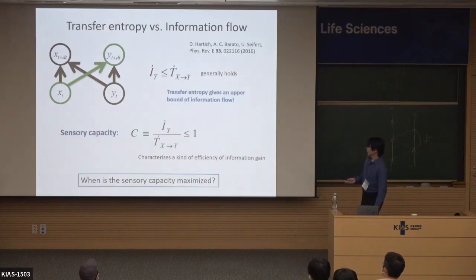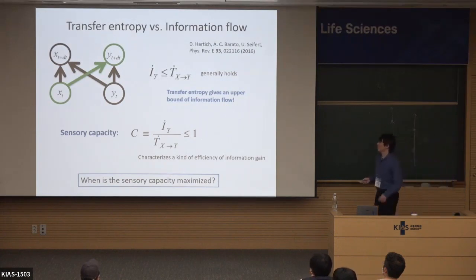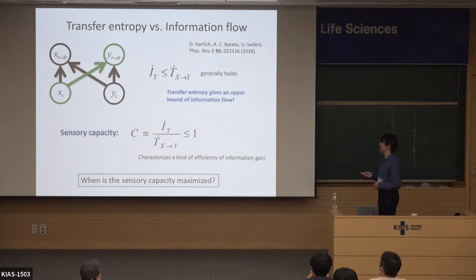In the context of this lecture, it is interesting to see that there is an inequality between the information flow and the transfer entropy. The transfer entropy is always greater than the information flow. The equality is achieved if the measurement about x by y is what is called sufficient statistics. I will explain it in the next slide. But in such a special case, the information flow and the transfer entropy are the same.